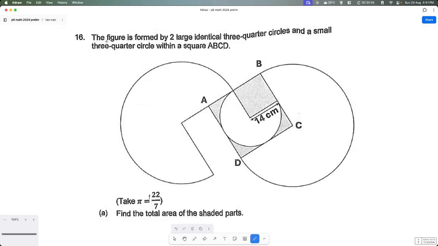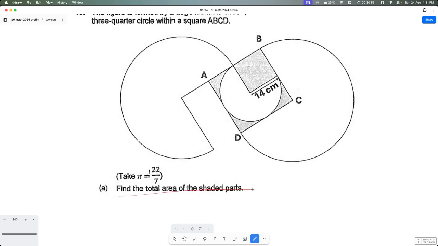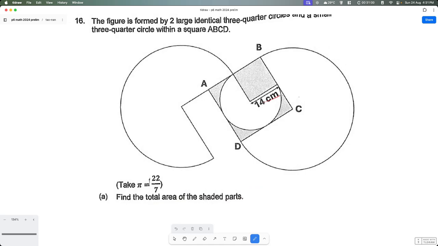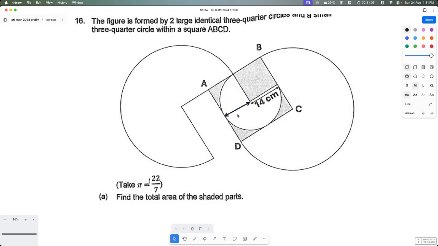Alright, so question 16. The figure is formed by two large identical 3/4 circles and a small 3/4 circle with a square ABCD. Find the total area of the shaded parts. Okay, so we know that this is 14 centimeters. That means this is the radius, right? That means this other side is also 14 centimeters. Let me just draw this out. And this is also 14 centimeters in this case over here. So that means this whole thing will be 14 times 2, which is 28 centimeters, right?